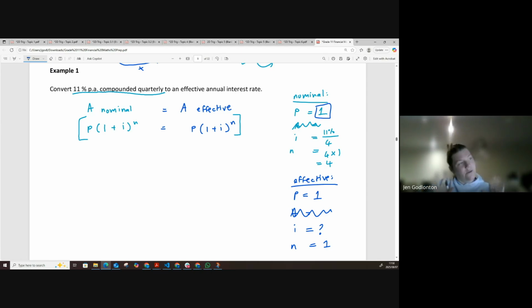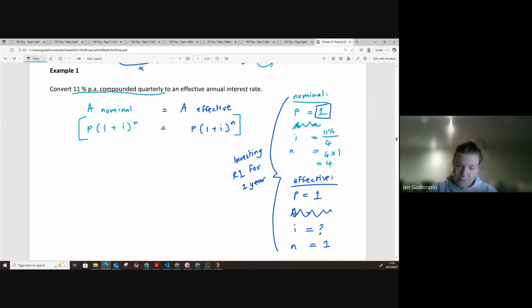Okay. Before I carry on, does anyone have any questions about what we've got over here so far? Basically, what we're doing is we are investing 1 Rand for 1 year. The I value for the nominal: the reason the I value would be 11% over 4 is because they're telling us it's being compounded quarterly. So we have to divide that 11 by 4 because of the quarterly payments.